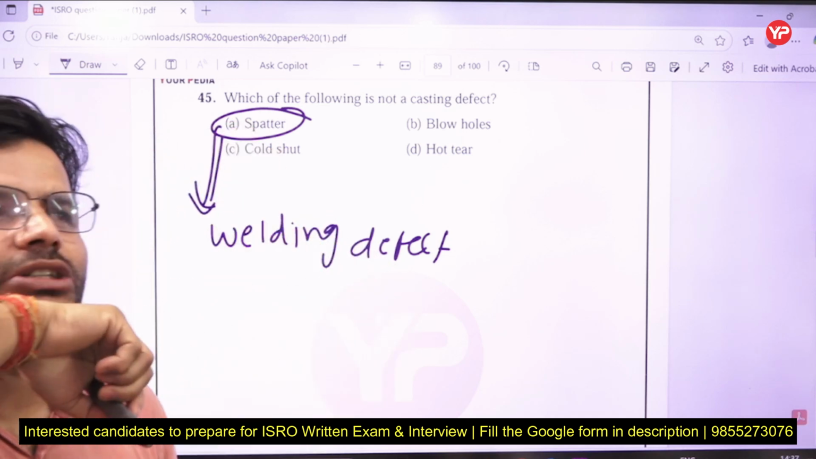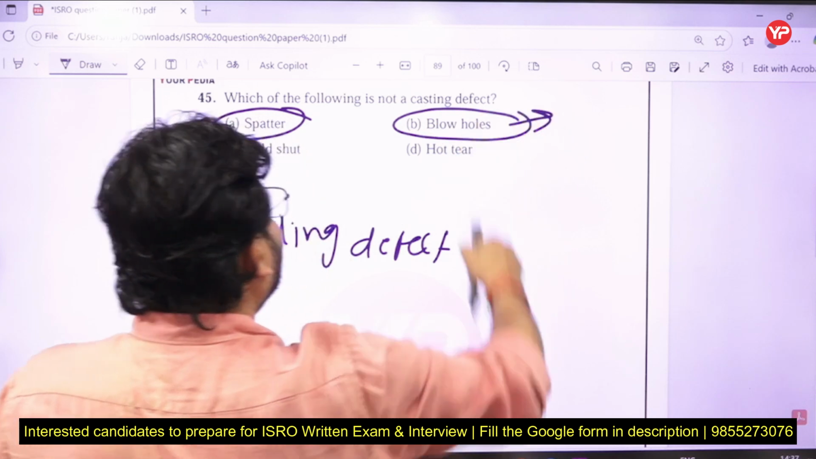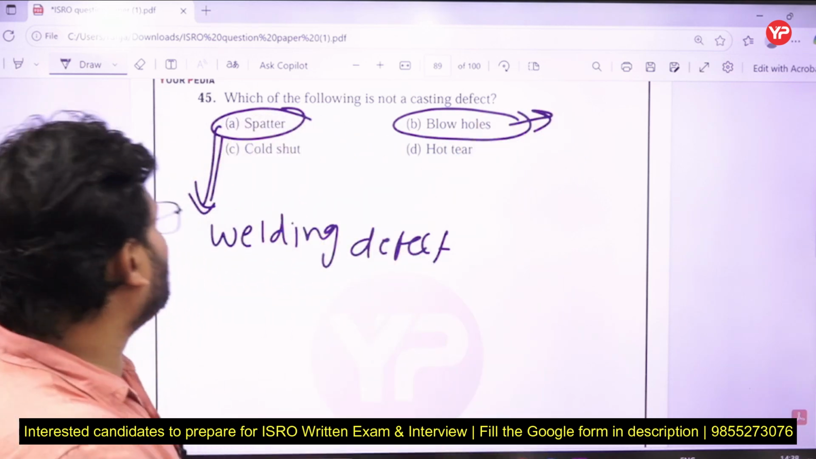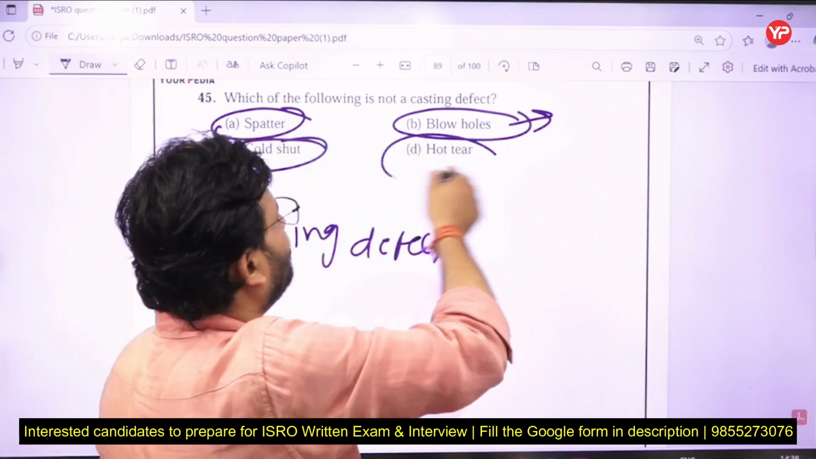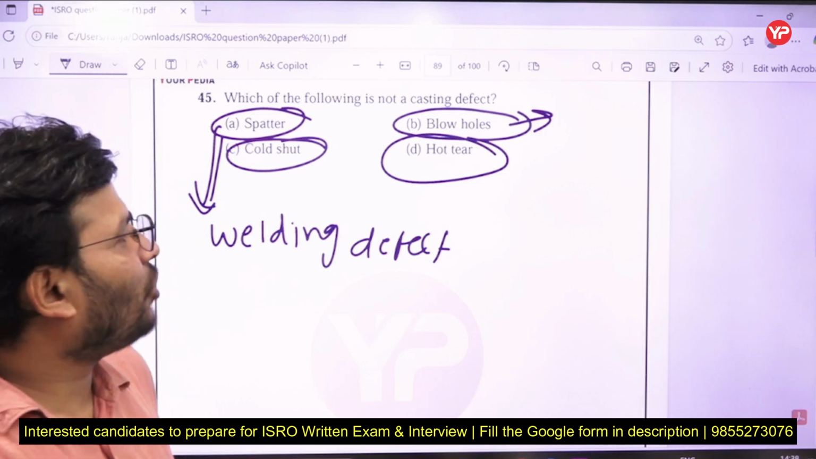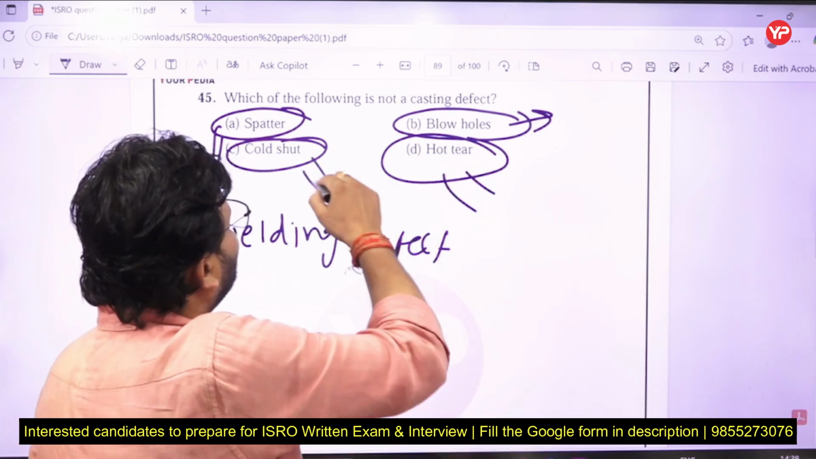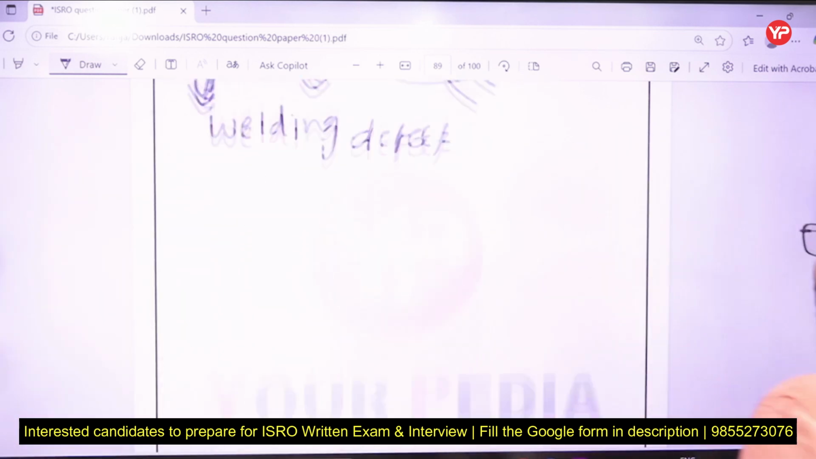What are blowholes? Blowholes are a casting defect because of trapped gases. Now if you talk about cold shut, what is cold shut? What is hot tears? You all have to remember these. Anybody can tell me? Comment. Hot tears is which type of defect, and cold shut is which type of defect? Comment.